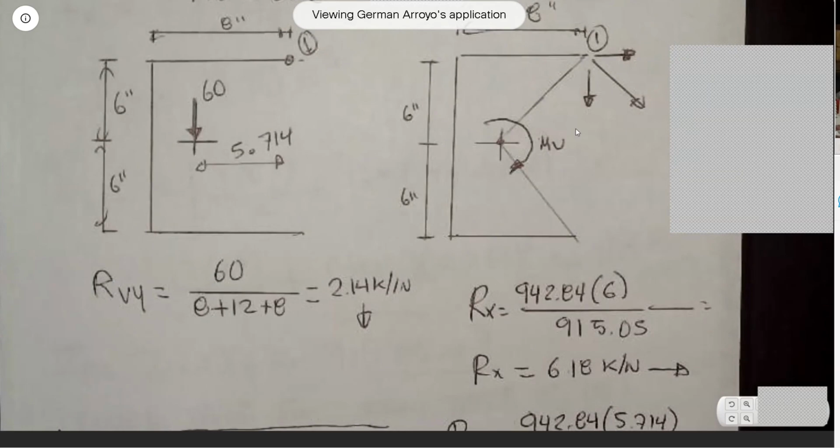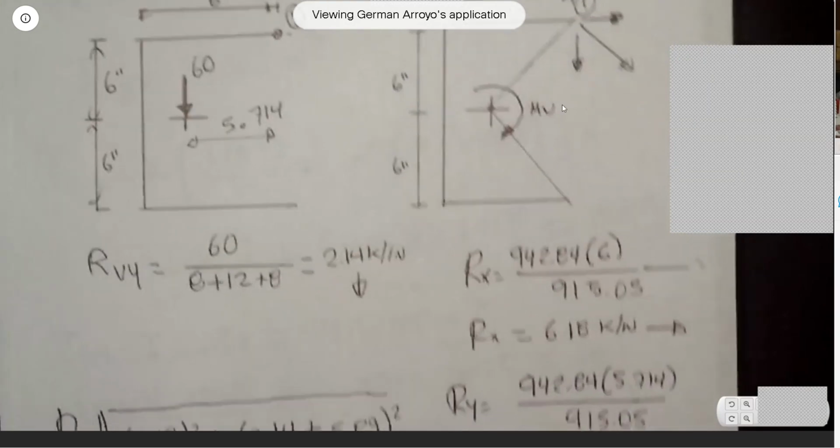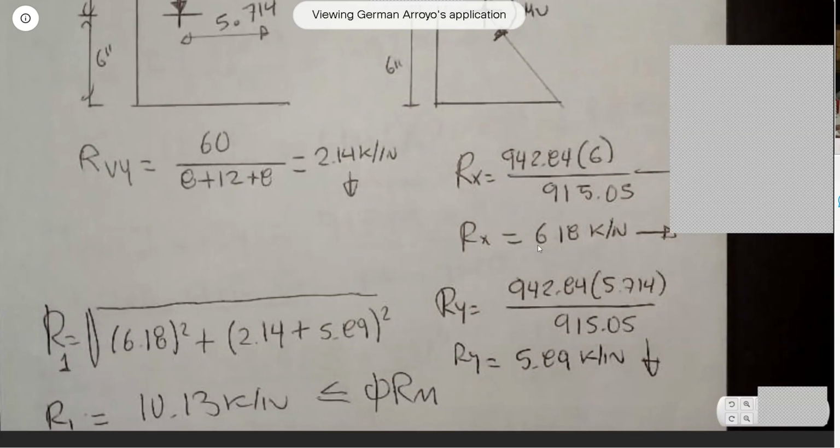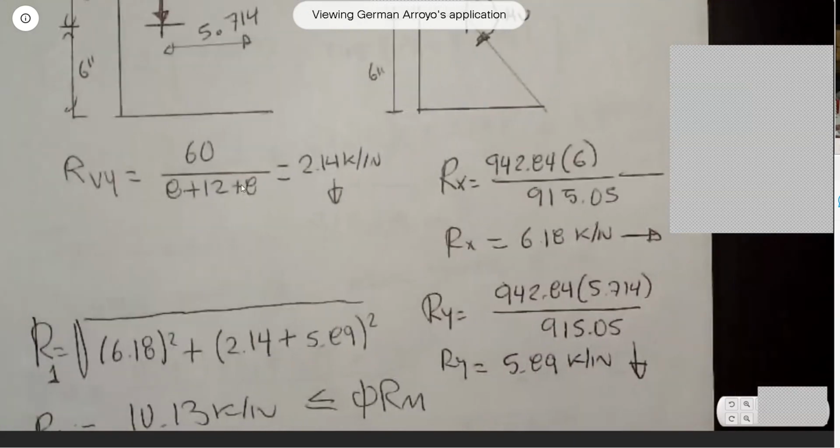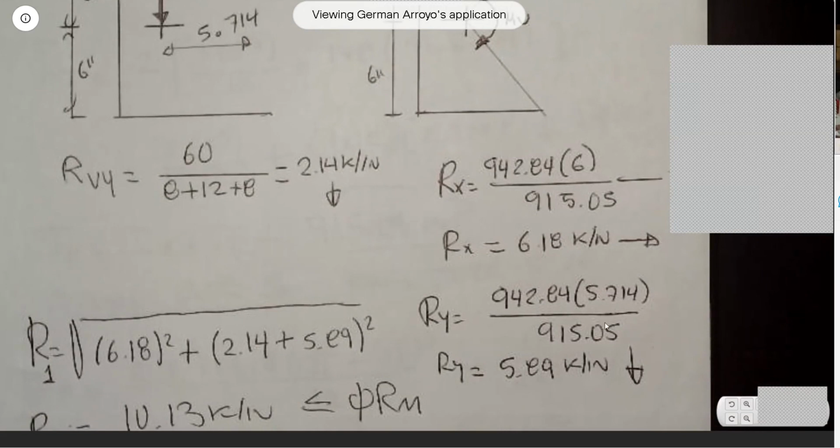This component here is going to be exactly the same, 942.84, but this is the X distance. And you can see the X distance in here, look, the X distance 5.714 divided by 915.05, that is I sub P. So in this formula, as you are aware from other computations, this distance here remains the same. The only thing that changes is the Y and the X. This gives me 5.89 kip per inch down because this is the direction of this force.